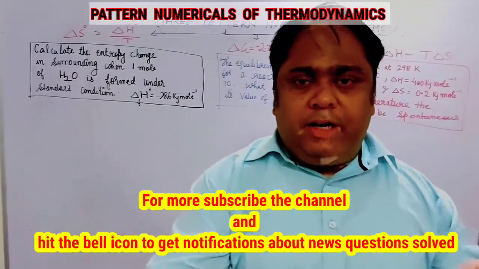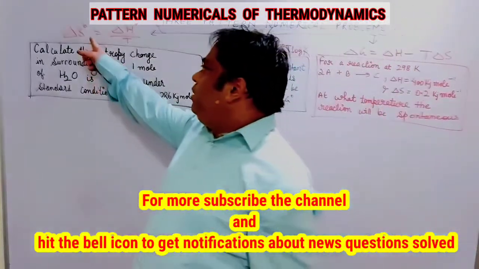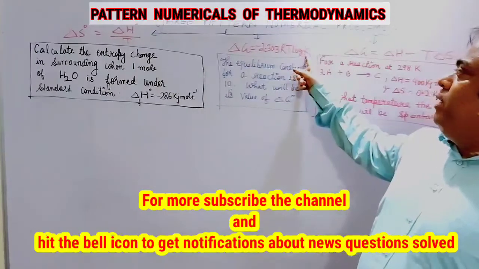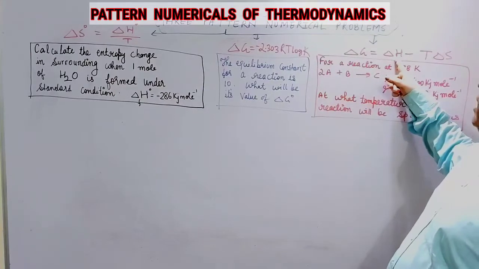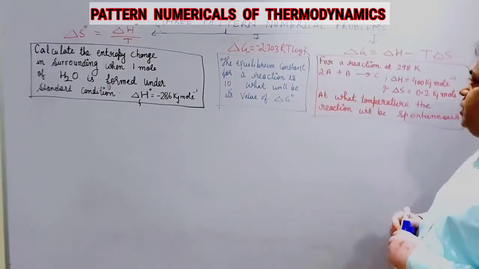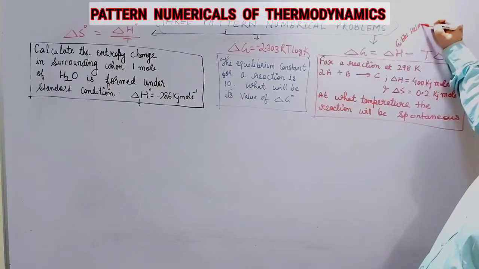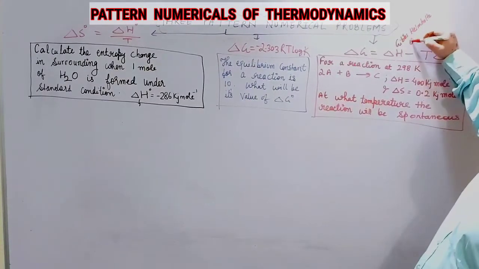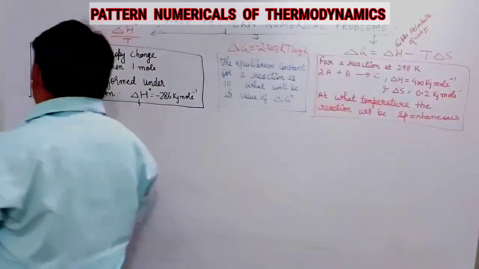Similarly, I have identified three more pattern problems, one based on the formula of entropy, relation of entropy with enthalpy and temperature, relation of Gibbs free energy with equilibrium constant K, and relation of Gibbs free energy with change in enthalpy, temperature and entropy. This is also called the Gibbs-Helmholtz equation. Now each of these problems we will see. These are 2 to 3 marks problems.